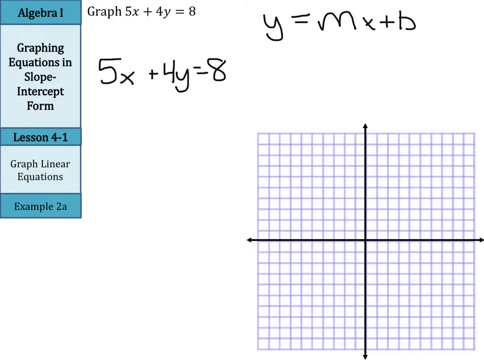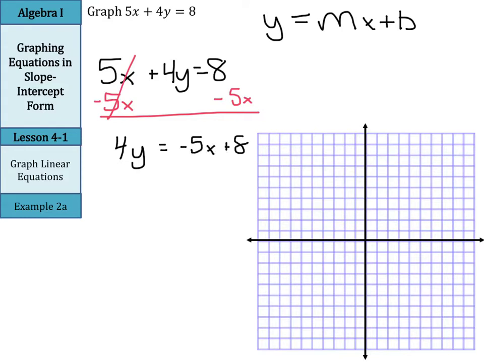Let's start with the 5x. Let's subtract 5x from both sides. And we're left with 4y equals a negative 5x plus 8. Now is where it gets interesting, because we have 4y equals negative 5x plus 8, which is similar to our slope-intercept form, except here we have 4y rather than y alone. So we need to get our y alone. Well, we need to divide by 4.